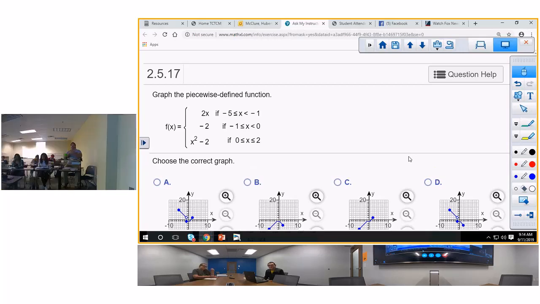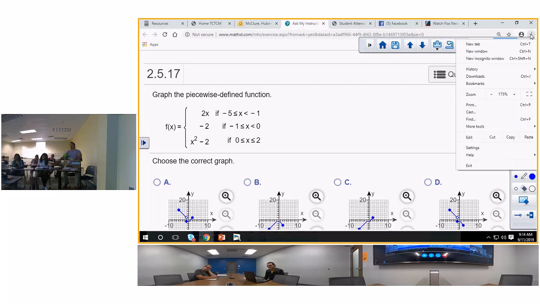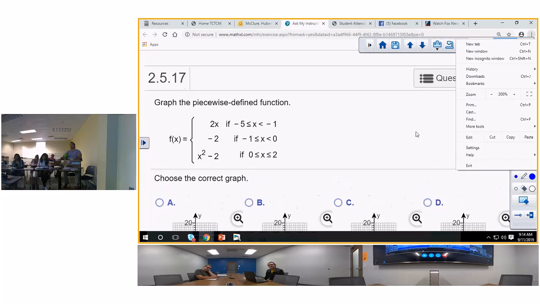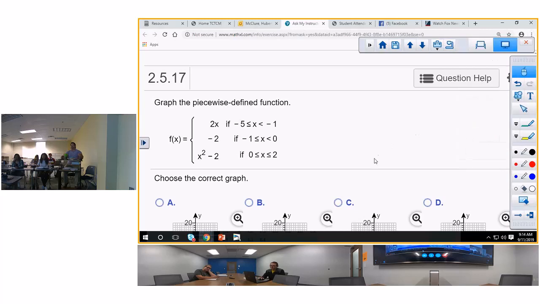Now remember, make your graph a little bit bigger so you will be able to draw it without making a mess out of it. And use different colors if you can.